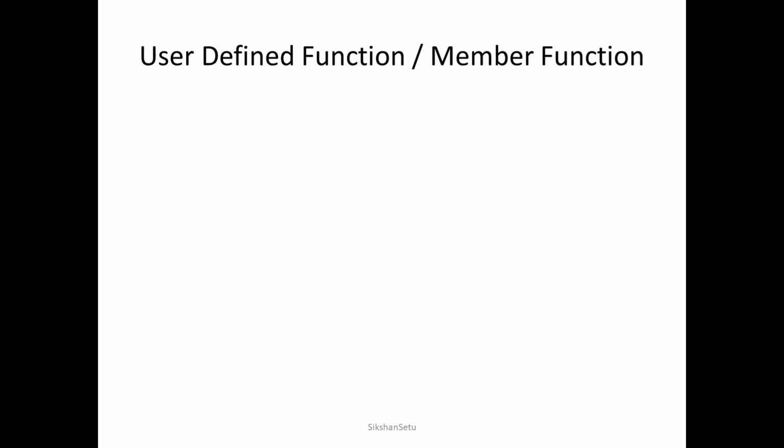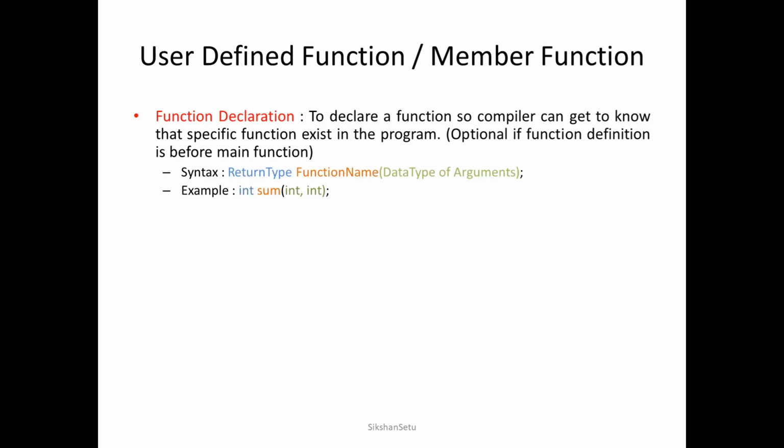So first of all, just a brief overview of what a user defined function is. There are three different components in a user defined function. First of all, we are supposed to declare a function. We know that a function is to be declared so that the compiler can get to know that this type of function containing this name, arguments and return type will be defined in this program.